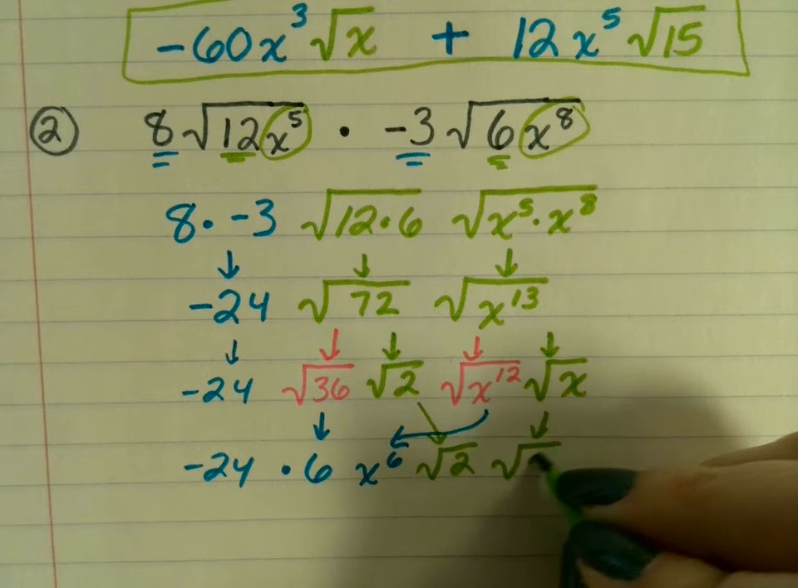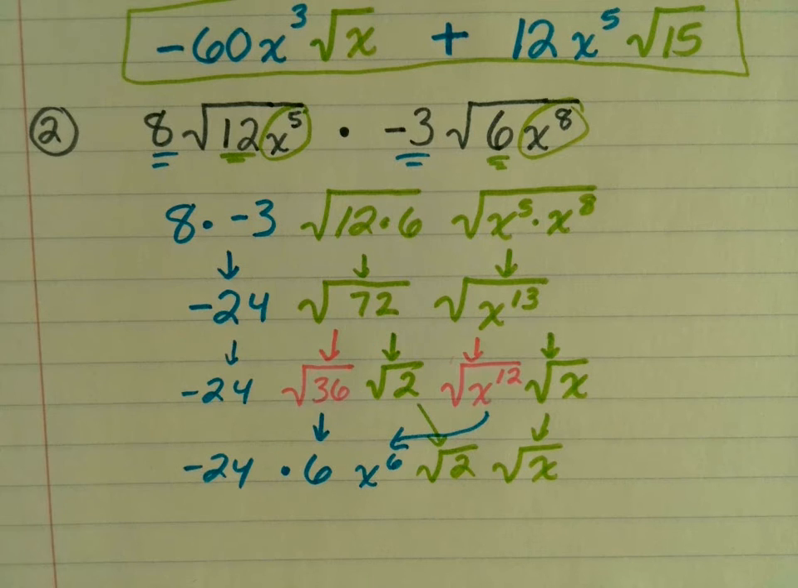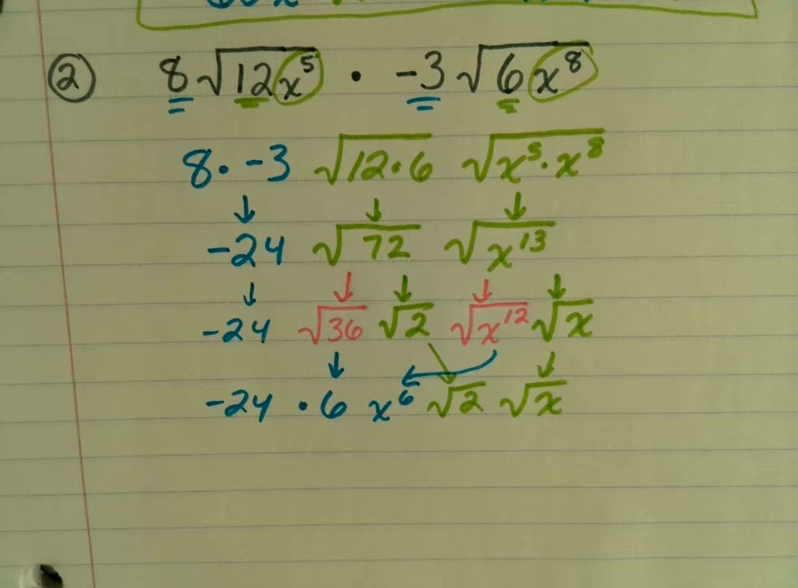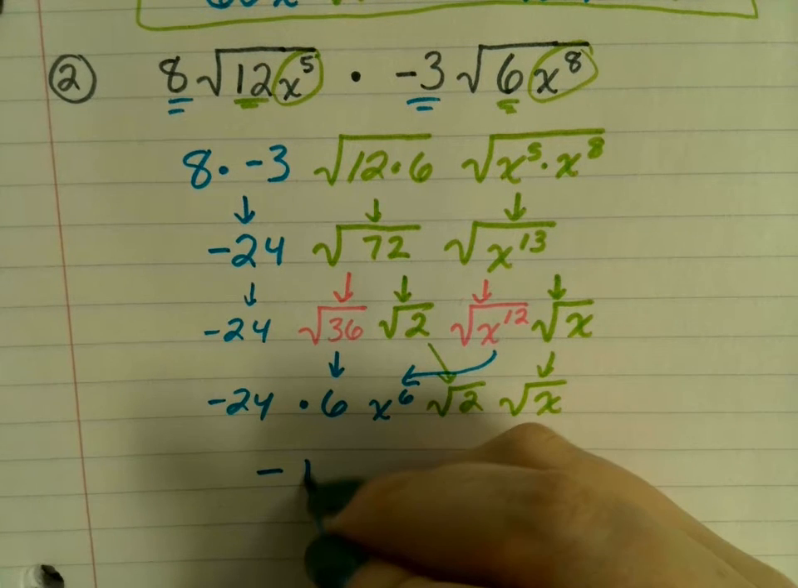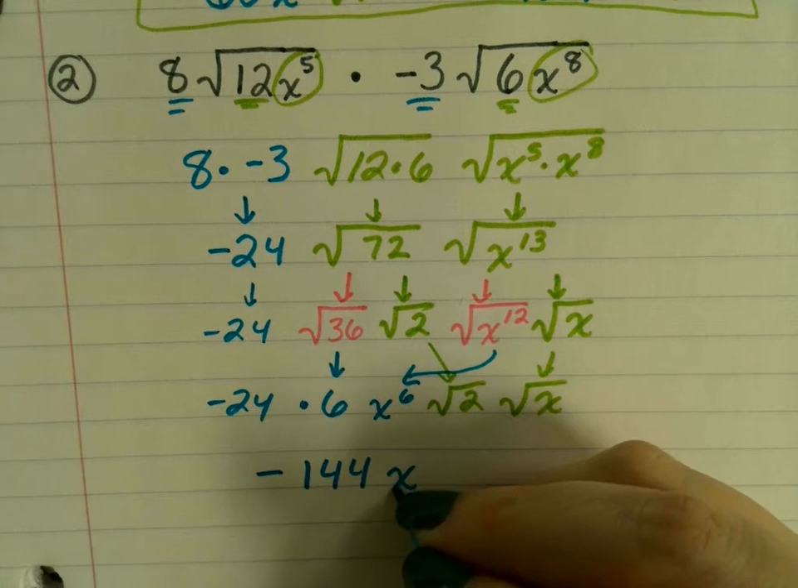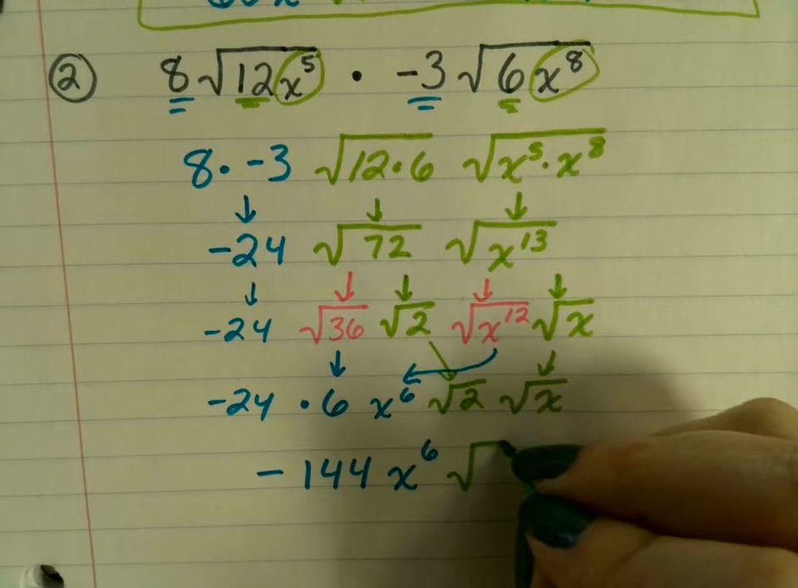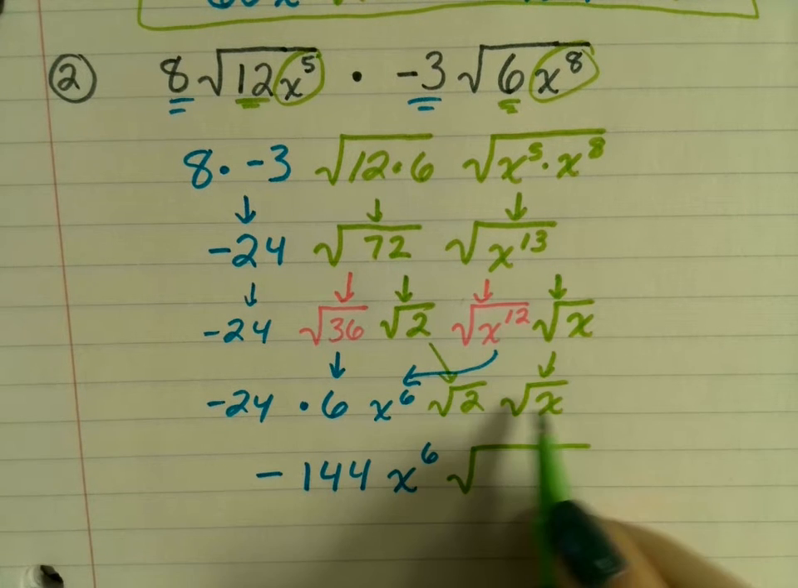Now I just need to do 24 times 6. So negative 24 times 6 is going to give me a negative 144 x to the 6th. And then one radical. We're just going to put both of these under the same house, square root of 2x. And that's our final answer.